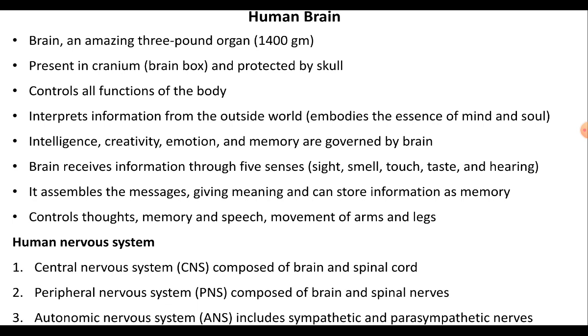We know that human nervous system consists of 3 main divisions. One is the central nervous system, which is composed of brain and spinal cord. The peripheral nervous system, which is composed of cranial nerves and the spinal nerves. And the third one is the autonomic nervous system. It includes the sympathetic and parasympathetic nerves.